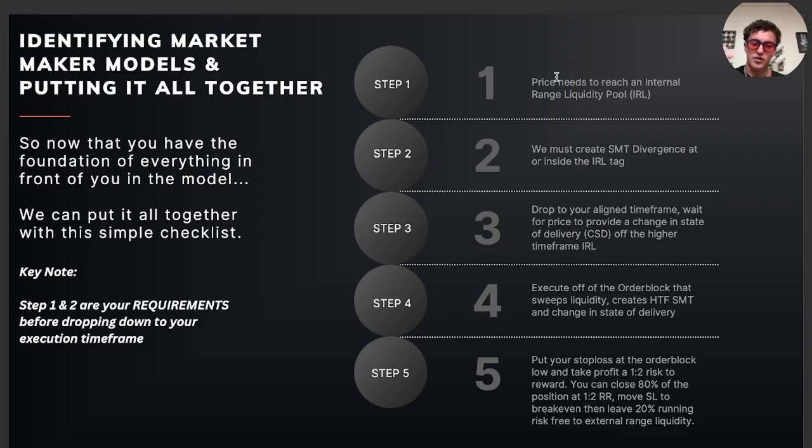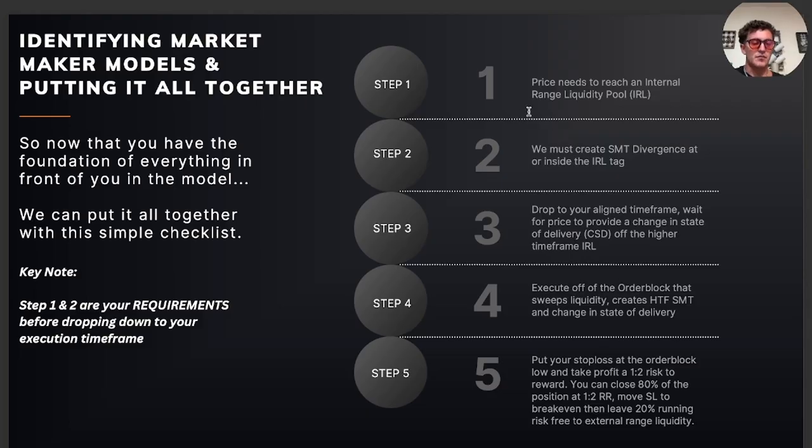Once one's checked off, go to 2. If two's checked off, you then go to 3. But if 1 and 2 are not there, you do nothing. You move on to the next pair and you monitor something else. Simple as that. Keep it structured exactly how I'm saying it.